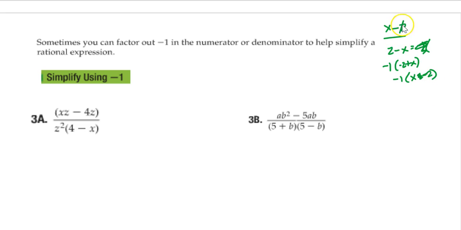Right? So now these match, you cancel them out, and you get 1 over negative 1. That's the trick of factoring out negative. You pull a negative out, it switches the signs, and you're good to go. So let's look at this example here.